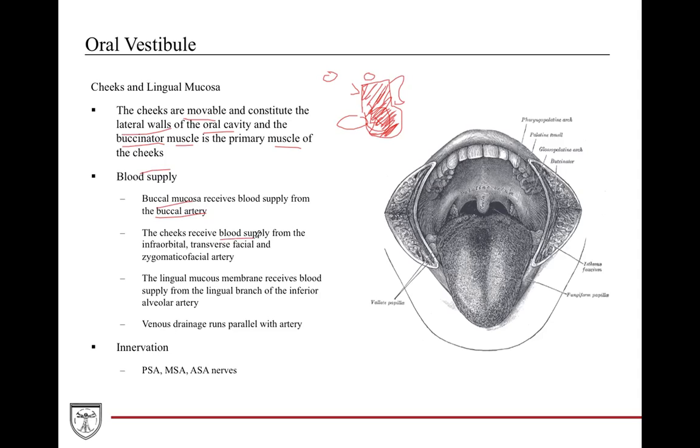The cheeks receive blood supply from other structures, including the infraorbital artery, the transverse facial, and zygomaticofacial artery. And the lingual mucosa, as the membrane, actually receives blood from the lingual branch of the inferior alveolar artery. And again, much like everything else, the venous drainage just parallels that. And the innervation to the cheeks can be provided by branches like the PSA, the MSA, the ASA, and the maxillary area, as well as branches off from the mandibular as well.